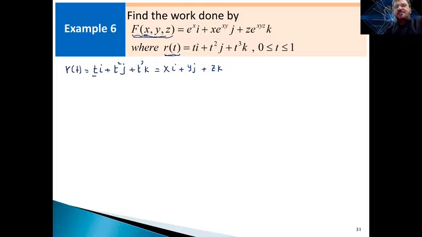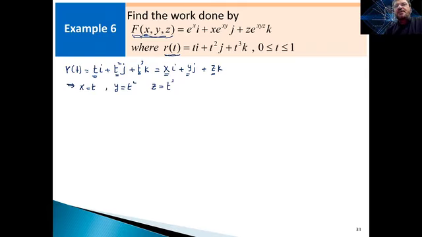So this implies here that this x of t is t. So x is t. How about y? Y is the coefficient of j, which is t squared, and z will be replaced by t cubed. This is the parameterized curve.